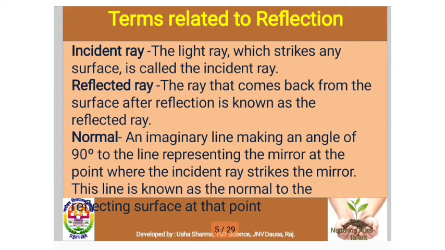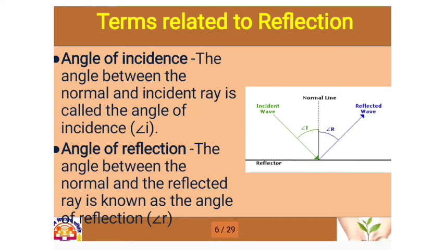First one is the incident ray. The light ray which strikes any surface is called the incident ray. Second is the reflected ray. The ray that comes back from the surface after reflection is known as the reflected ray. And the third one is the normal. It is an imaginary line making an angle of 90 degrees to the line representing the mirror at the point where the incident ray strikes the mirror. So that is the normal ray. Here are some terms related to reflection.